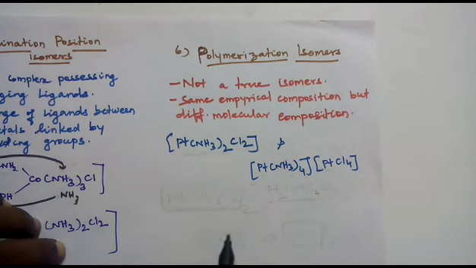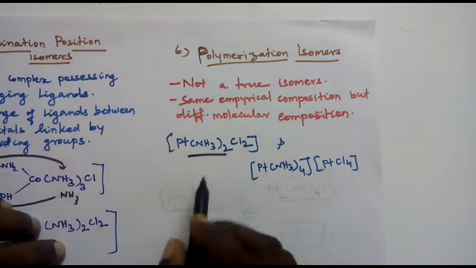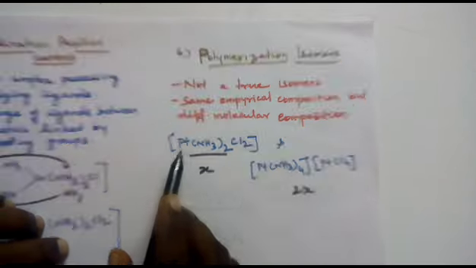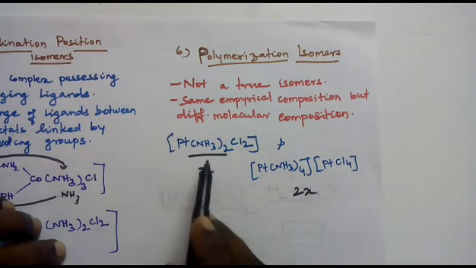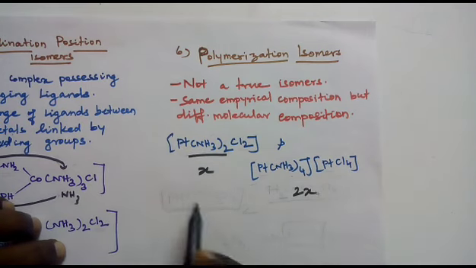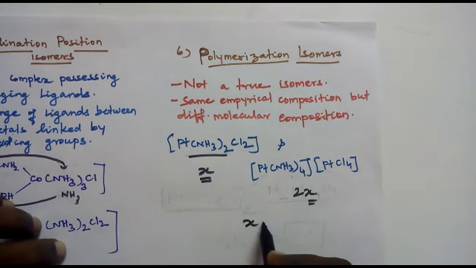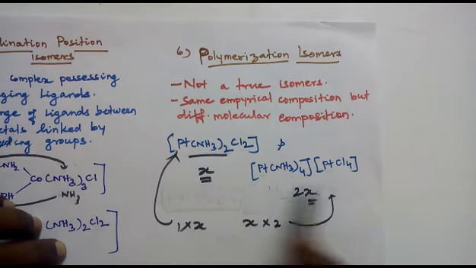What is the similarity? If you assume that this is X, then this is going to be 2X, because 2 platinum, 4 ammonia, 4 chlorine, multiplied by 2. So if this one is called X, this one is called 2X. So what is common between these two? X is common, isn't it? Take X, multiply by 2, you will get this isomer. Take X, multiply by 1, you will get this isomer. So what is common between these two? X. X is common. So in that case, X is the empirical formula.